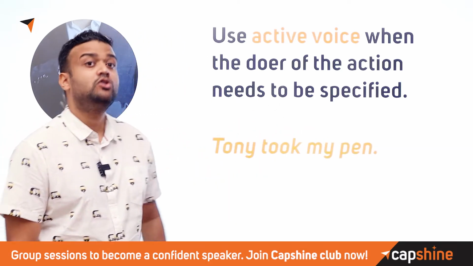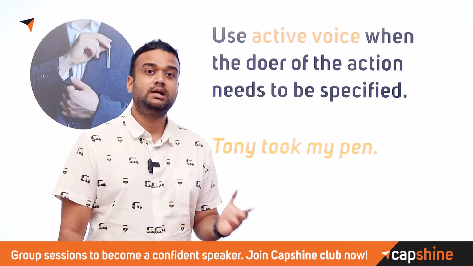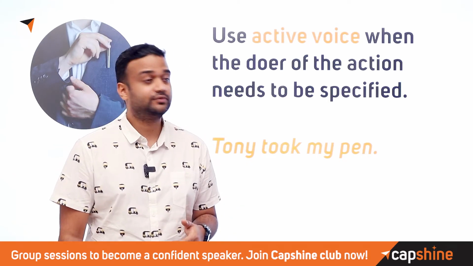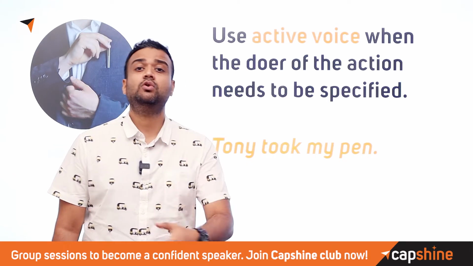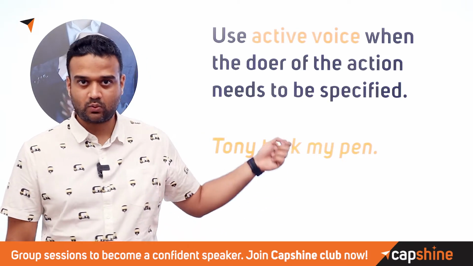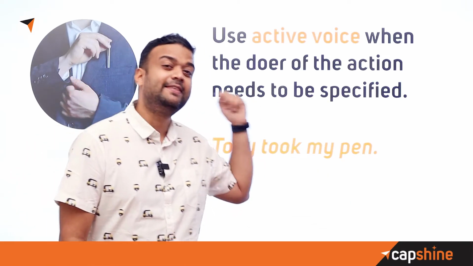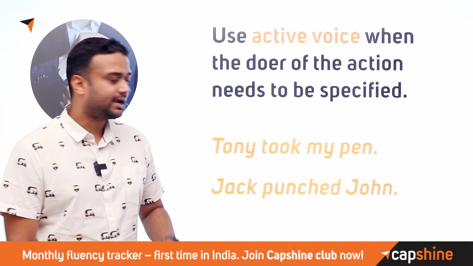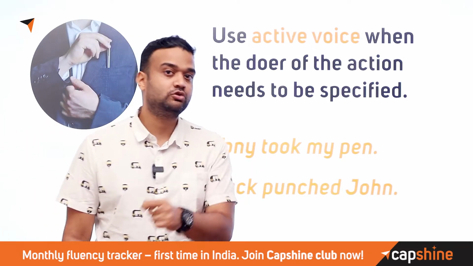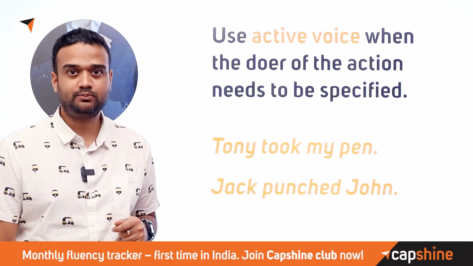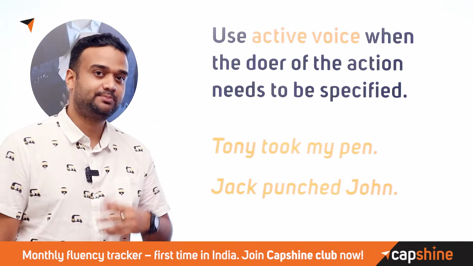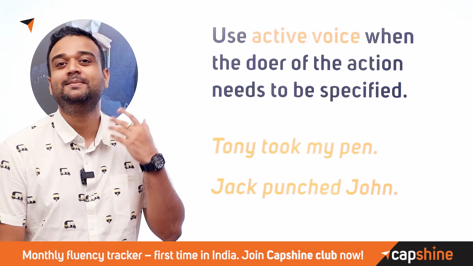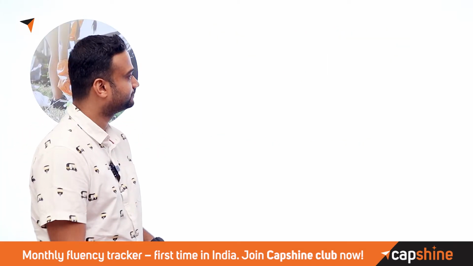For instance, Tony took my pen. If I use this in passive, my pen was taken, then we don't know who did this action. I want to express that Tony is the one who took my pen, so I used the active voice. Jack punched John, so I want to know who punched whom, so Jack becomes a subject, and it's very clear who is the perpetrator here, or rather the one who punched, did the action.